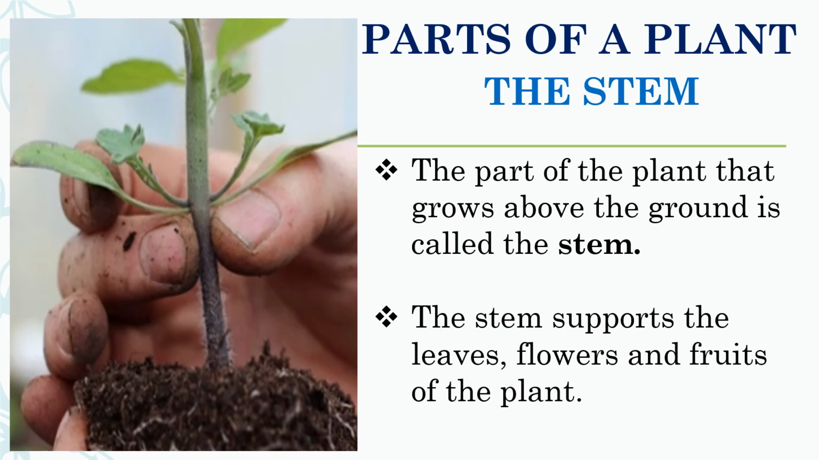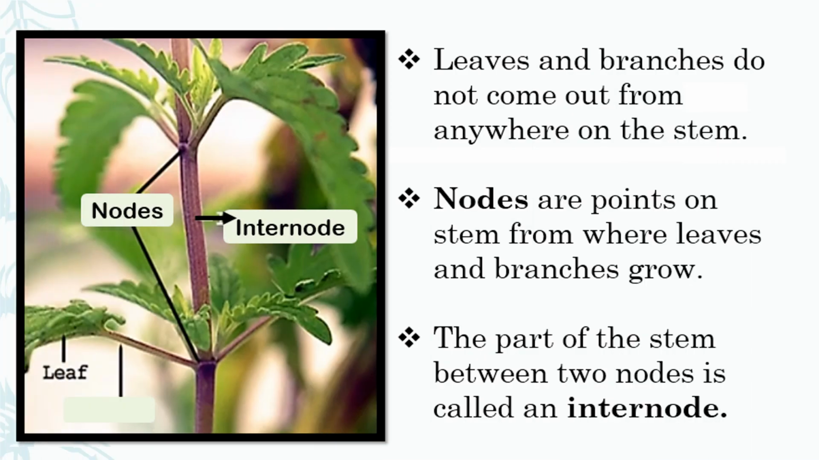Parts of a plant. The stem. The part of the plant that grows above the ground is called the stem. The stem supports the leaves, flowers and fruits of the plant. Stem holds the plant erect or upright. Leaves and branches do not come out from anywhere on the stem. Nodes are points on stem from where leaves and branches grow. The part of the stem between two nodes is called an internode.